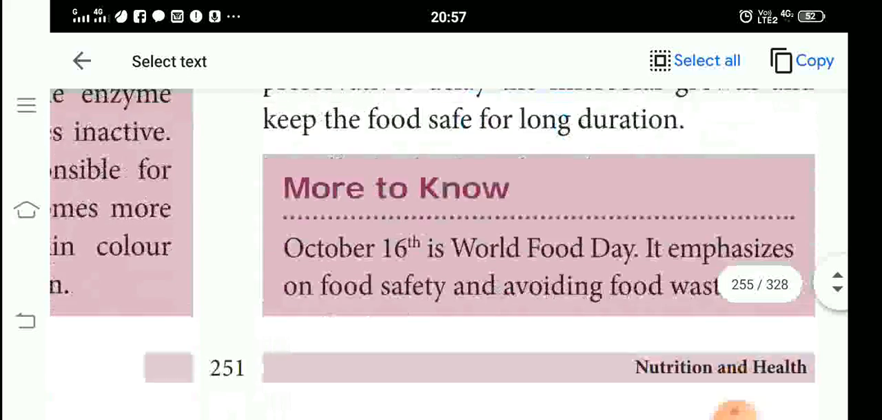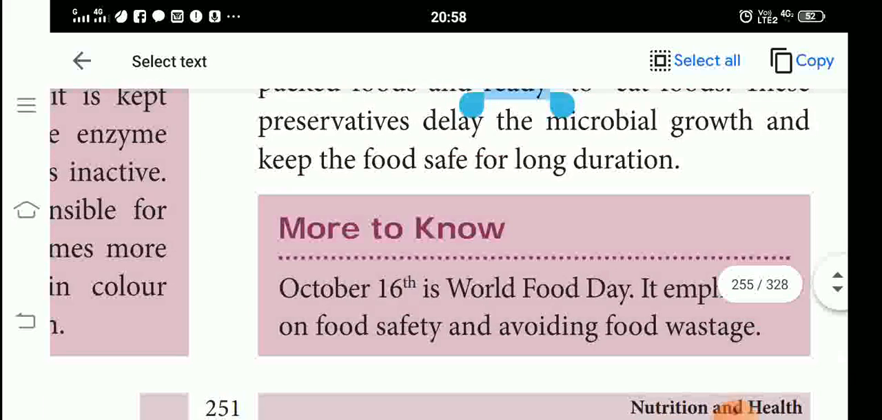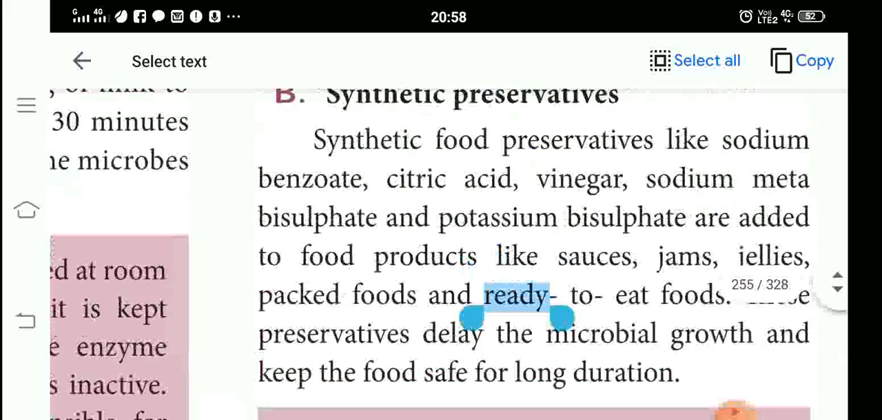I hope you are all clear about this topic: what is food preservation and what are the types of preservation?